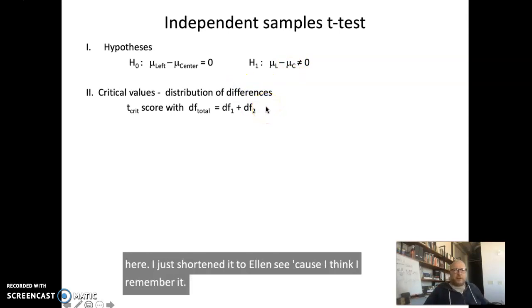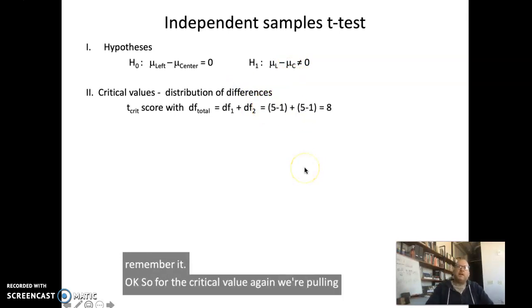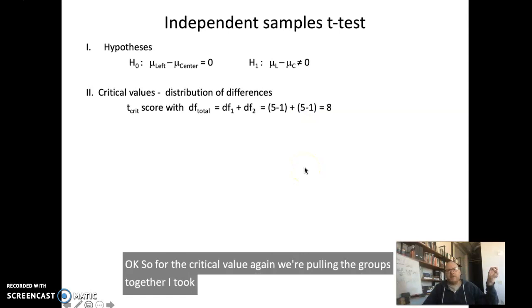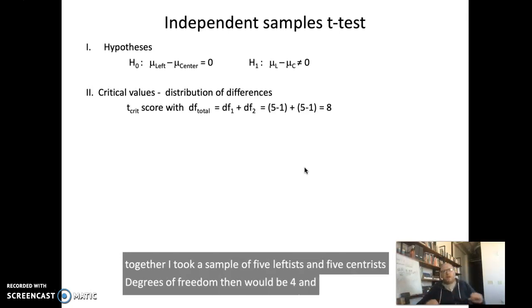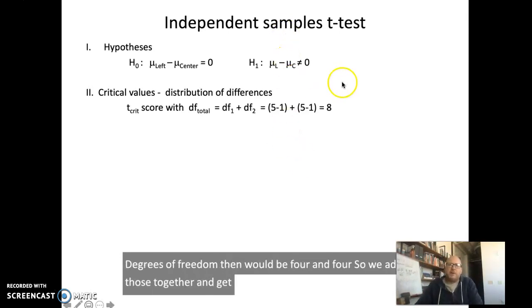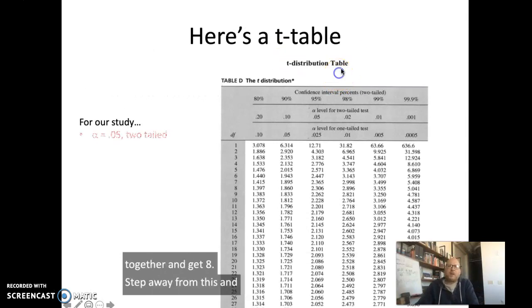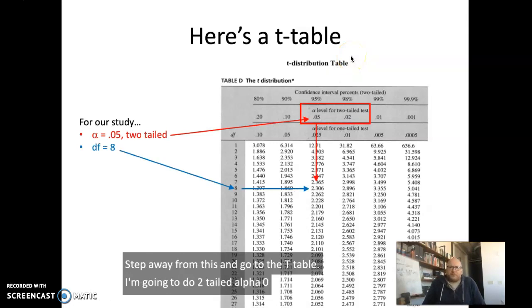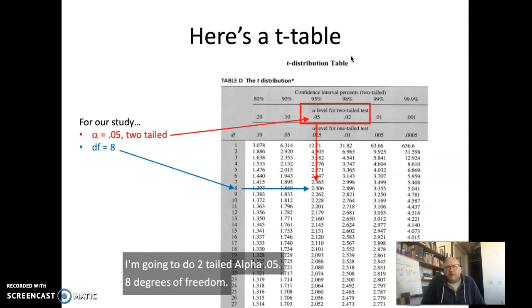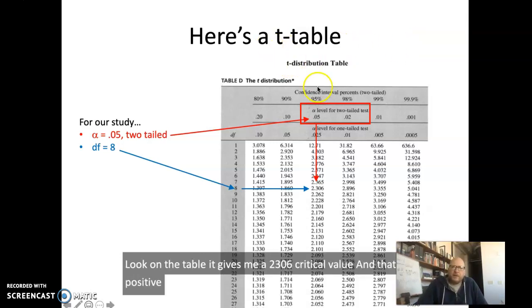Okay, so for the critical value, again, we're pooling the groups together. I took a sample of 5 leftists and 5 centrists. Degrees of freedom then would be 4 and 4. So when we add those together, we get 8. We'll step away from this and go to the t-table. I'm going to do two-tailed, alpha 0.05, 8 degrees of freedom. We'll look in the table, it gives me a 2.306 critical value, and that's positive or negative because it's a two-tailed test.